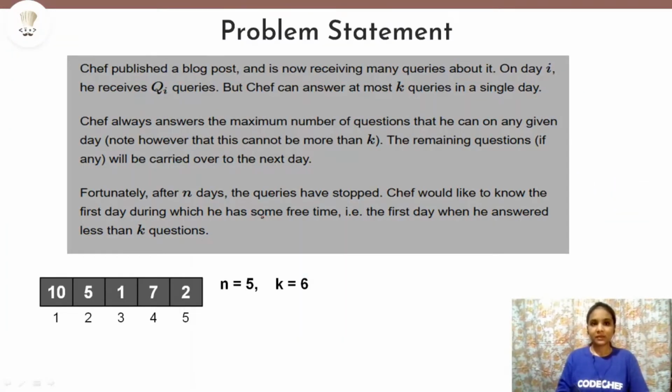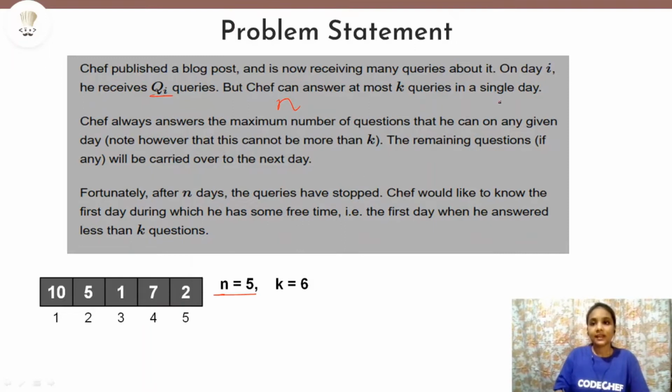In this problem statement, Chef has published a blog post and now he is receiving some queries related to it. So he receives Qi queries on day i for n number of days. Suppose we take an example of n equals 5. That means the chef will keep on receiving queries for 5 subsequent days. So on the first day, he has received 10 queries. On the second day, he is receiving 5 queries. On the third day, 1. Fourth day, 7. And likewise, on the fifth day, he has received 2 queries that he needs to answer.